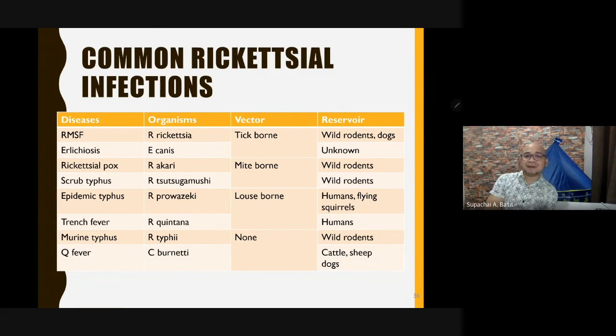So Rocky Mountain spotted fever is caused by Rickettsia rickettsii. It is tick-borne. Ehrlichiosis is caused by Ehrlichia canis. It is not a rickettsial infection. Rickettsialpox is caused by Rickettsia akari. Scrub typhus is caused by Rickettsia tsutsugamushi. Both of them are mite-borne. Epidemic typhus is caused by Rickettsia prowazekii. Trench fever is caused by Rochalimaea quintana. Both of these are louse-borne. Murine typhus is caused by Rickettsia typhi. Q fever is caused by Coxiella burnetii, so it's not a rickettsial infection. There's no specific vector for this.